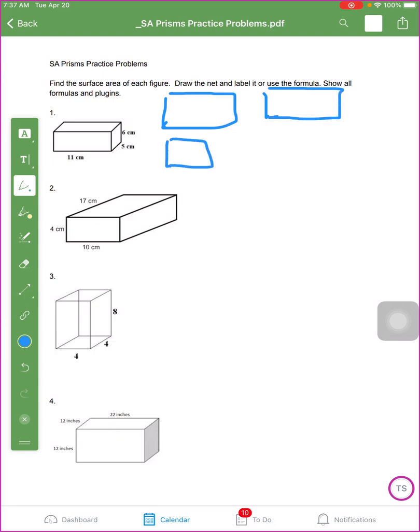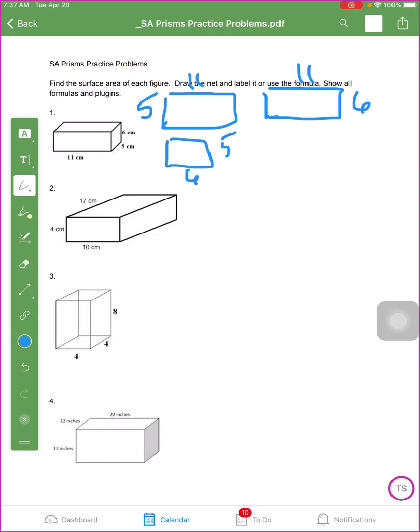So we have an 11 by 5. I'm going to call this 5, and we're going to call that 11. And then we have an 11 by 6. And then over on the right-hand side there, we have a 5 by 6.